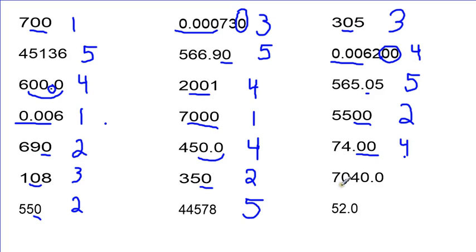In this number, we have a middle zero. Middle zeros are always significant, and we have 2 ending zeros. There is a decimal point in the number, so those are significant as well. We have a total of 5 significant figures. 52.0, this is an ending zero. There is a decimal point in the number, which means that ending zero will be significant.